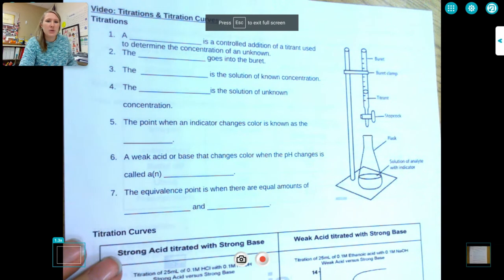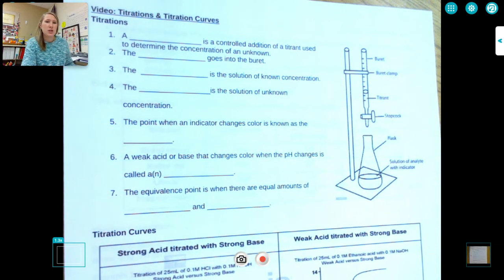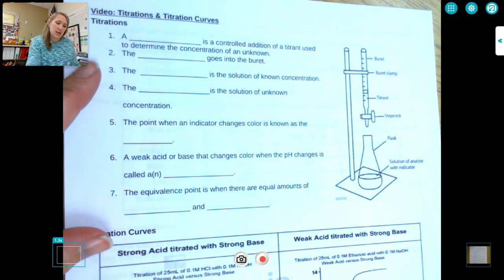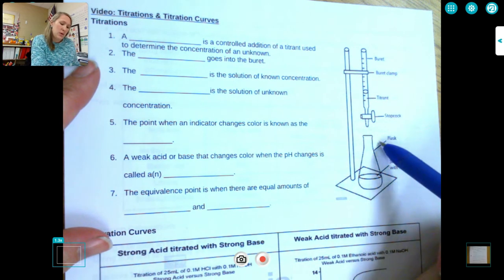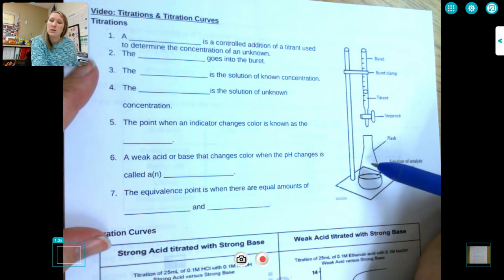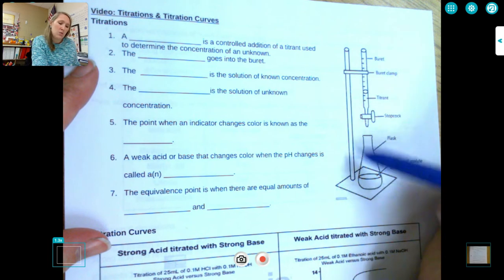Hey AP, in this video we're going to talk about titrations and titration curves. A titration we have done in chemistry, and we usually do it with vinegar and sodium hydroxide. We have a setup where we use an Erlenmeyer flask, and the reason we use an Erlenmeyer flask is because we want to prevent splash out when we're adding our titrant to our analyte.